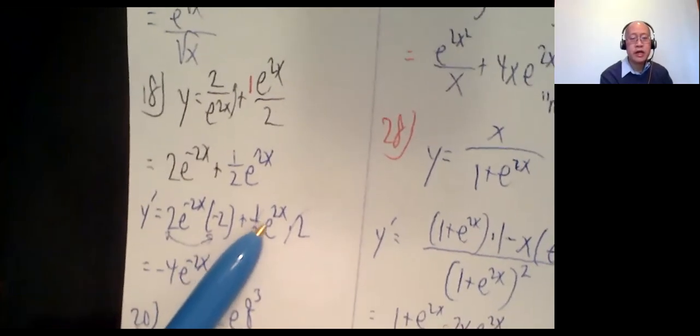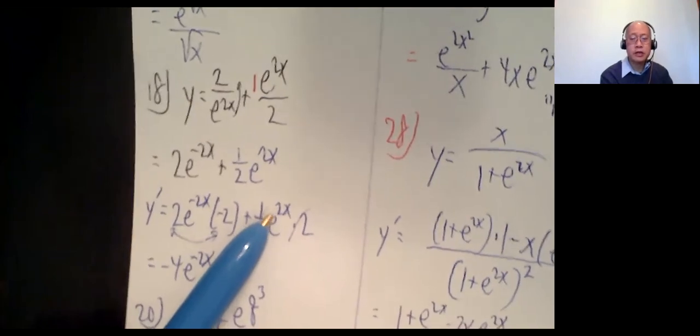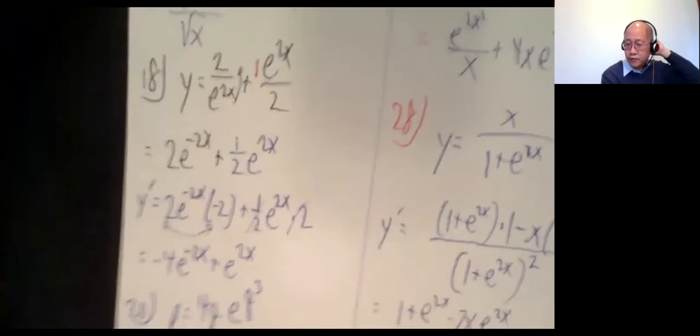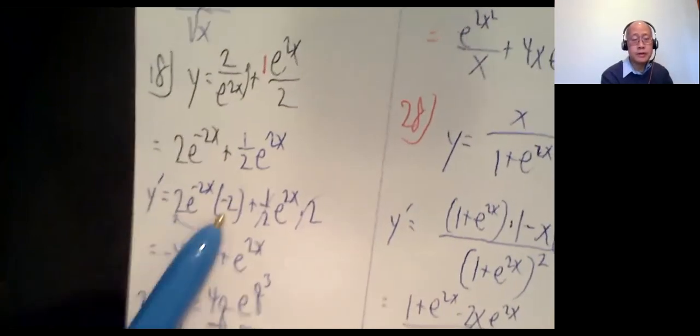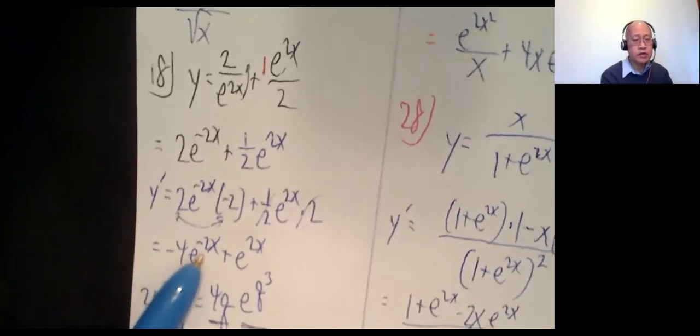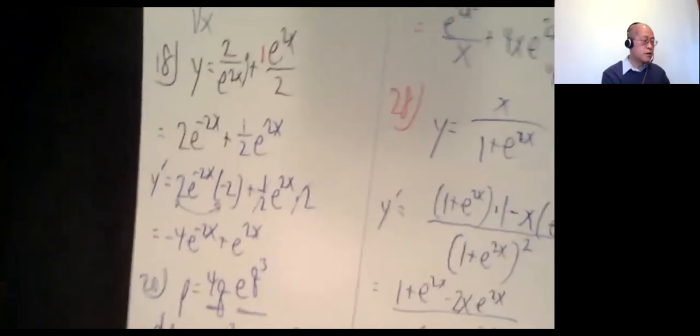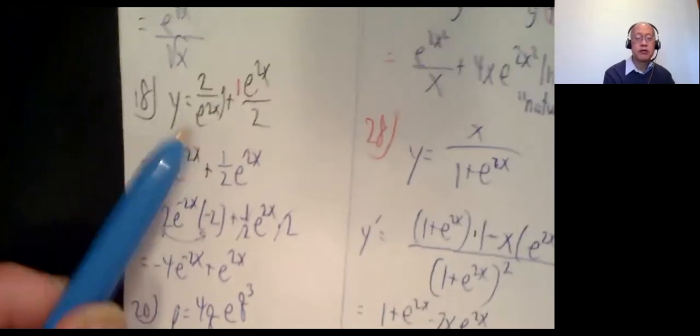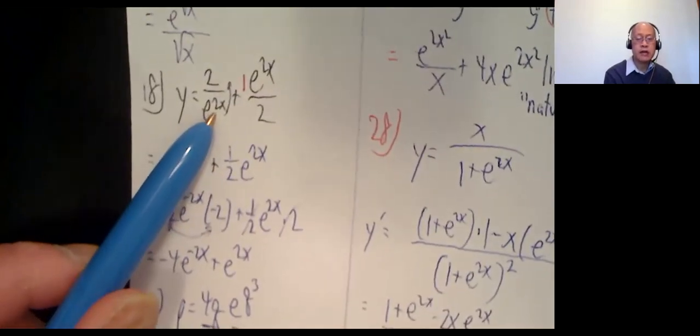Plus 1/2 e to the 2x times the derivative of 2x, which is 2. Okay, 2 cancels a half. So 2 times negative 4 e to the negative 2x plus e to the 2x. Okay, and technically I should have kept going. My original problem started off with no negative exponents.